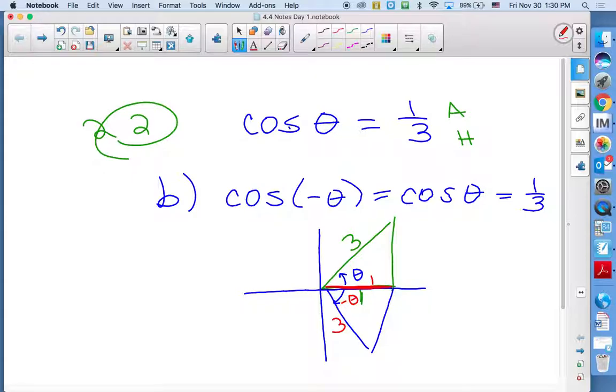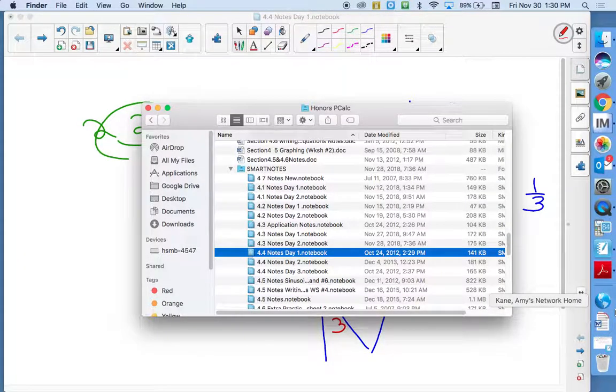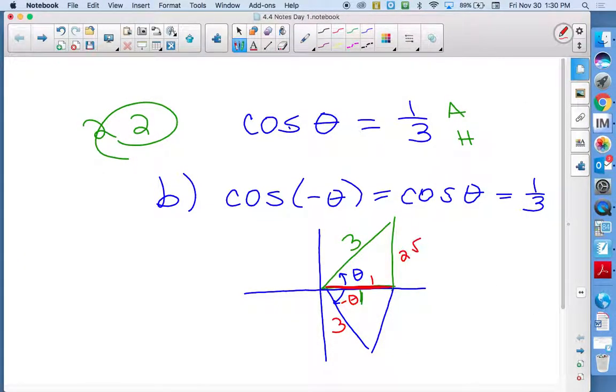The only difference is that whatever this height would be, which is going to be the square root of 8, so this would be 2 square roots of 2, this guy down here would just be negative 2 square roots of 2. But if you're finding the cosine of the negative angle, it's still the adjacent, which is 1, and the hypotenuse, which is 3. So any cosine of a positive angle has the same exact value as the cosine of a negative angle. And that's because x is positive.